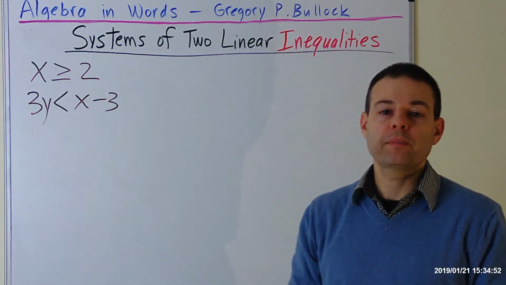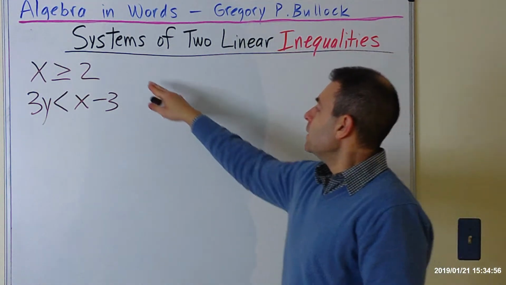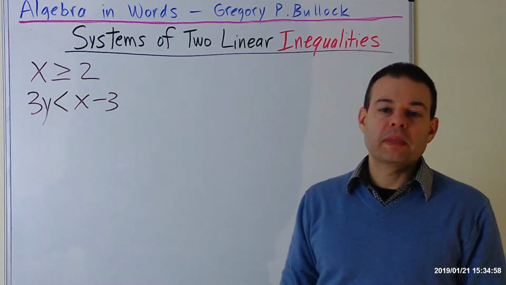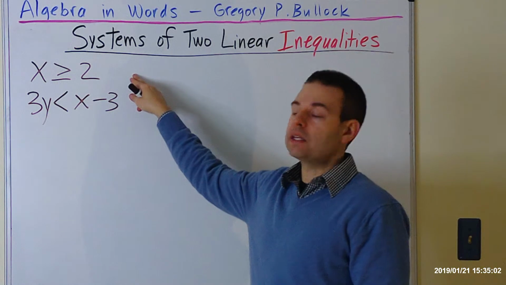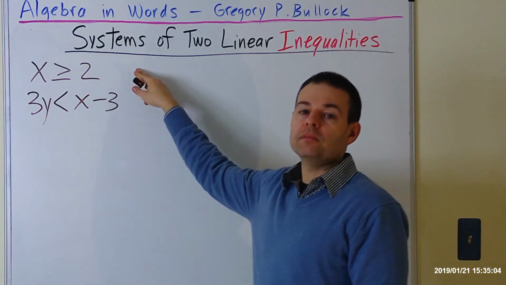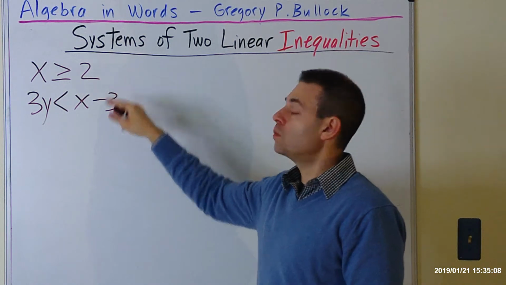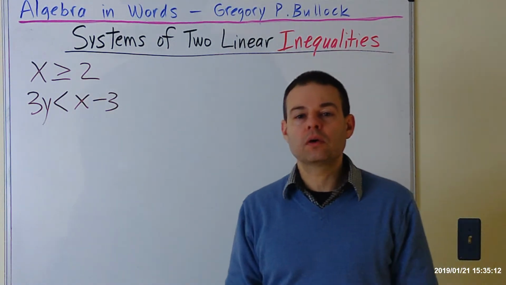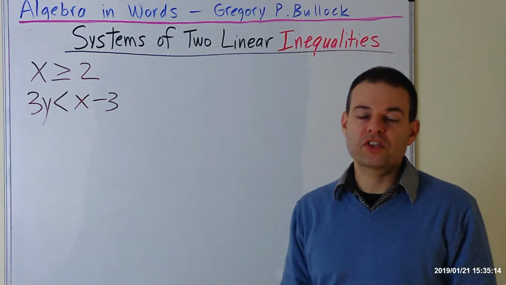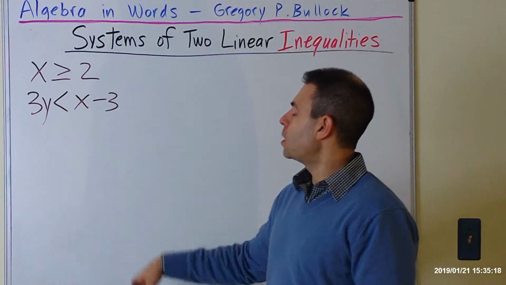Okay, we're back, and I put another problem on the board. Let's take a look. I tried to choose a problem that looks a little bit different. Notice that the first inequality is a one variable inequality. Okay, x is greater than or equal to 2. Think about that a second. Do you think that's going to generate a vertical or a horizontal line? It's going to generate a vertical line. We'll graph that in a second. Let's look at the other one.